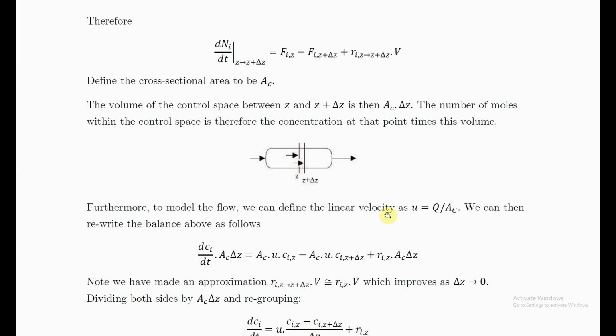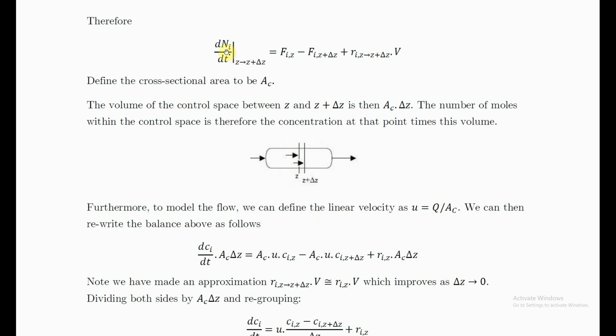We can also define the linear velocity u. There exists some volumetric flow rate through here, and we've just defined the cross-sectional area. So the volumetric flow rate divided by the cross-sectional area is going to give us the linear velocity of the fluid as it's flowing here. So we can stick all that together in our balance.